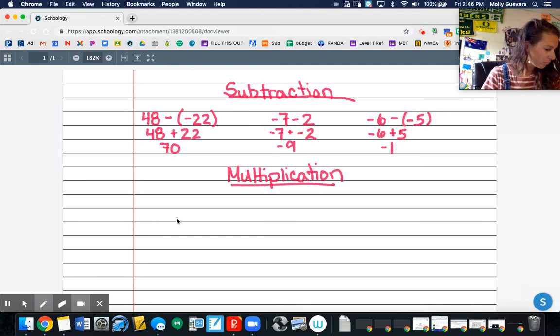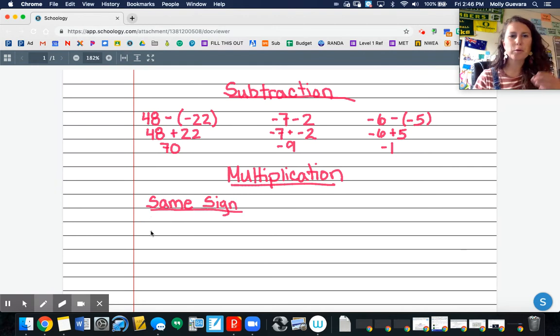Multiplication. If you are multiplying things with the same sign, that's what we're going to start with, same sign. If you're multiplying two positive numbers together or two negative numbers together, your answer is going to be positive. So you're going to get a positive answer.